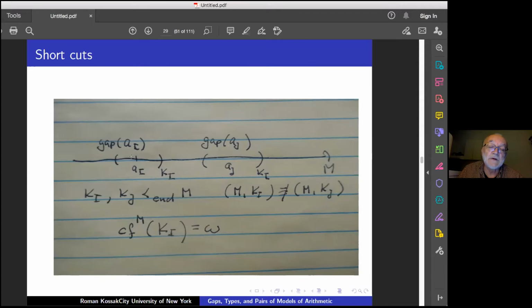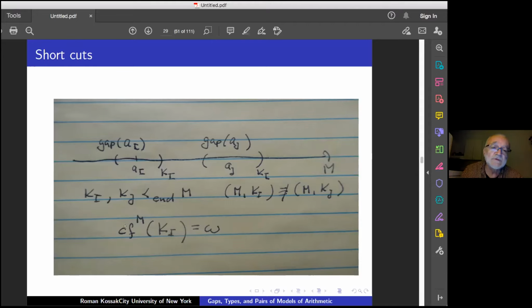You have gaps around them, and the gap is the largest convex subset of a model that doesn't contain any elementary cuts. So there are no elementary cuts between the infimum and supremum of the gap. And so Ki and Kj, this should be Kj. These are short elementary submodels of M, and the pairs are not elementarily equivalent.